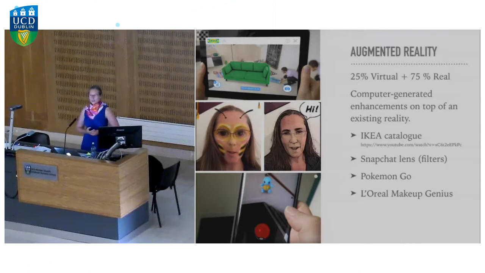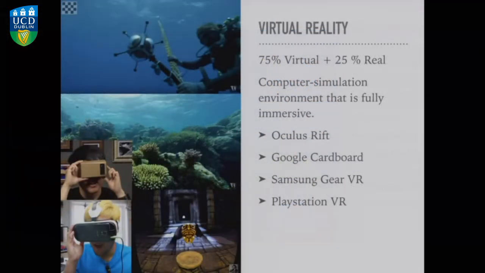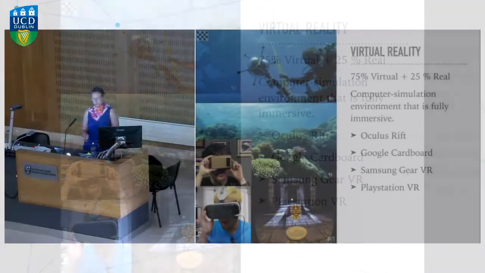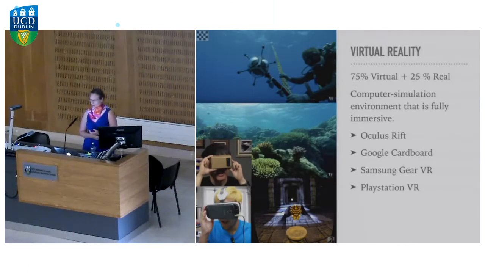You'll see it in things like the IKEA catalog, which has this enhancement that lets you look at what the piece of furniture is going to be like in your own house. L'Oreal Makeup Genius has a really interesting app where you can apply different makeup features and then make in-app purchases for the physical product. And then virtual reality is different in that you are creating this virtual experience. So it's much more immersive.